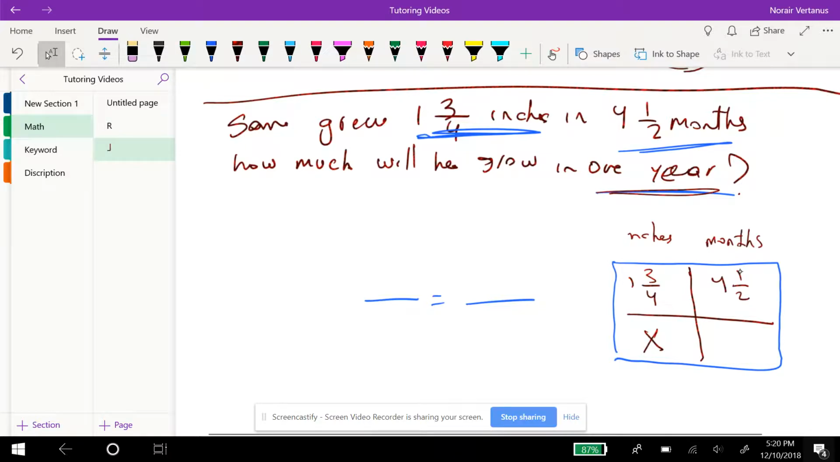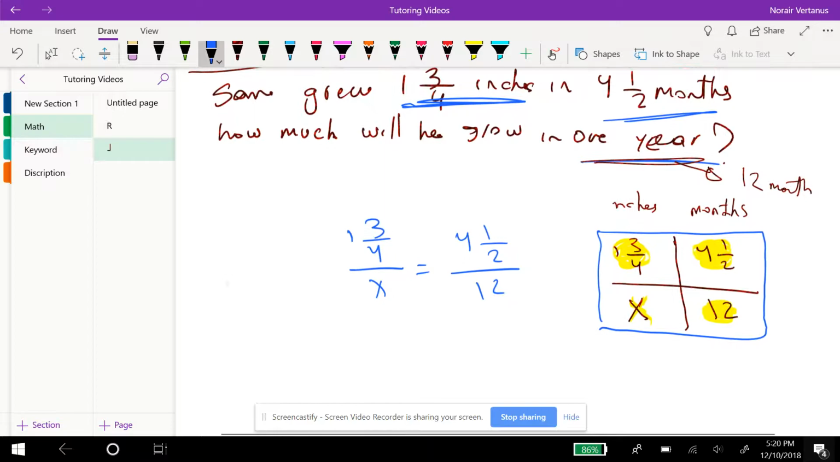Year goes underneath the month, but it should be the same unit. 1 year is how many months? 12 months. So I'm gonna write 12 here. See, 1 3/4 inches in 4 1/2 months. How much in 12 months? So I'm going to set that up as a proportionality. It's obvious, it's right there. But I'm going to transfer it as a fraction. 1 3/4 over x equal to 4 1/2 over 12.